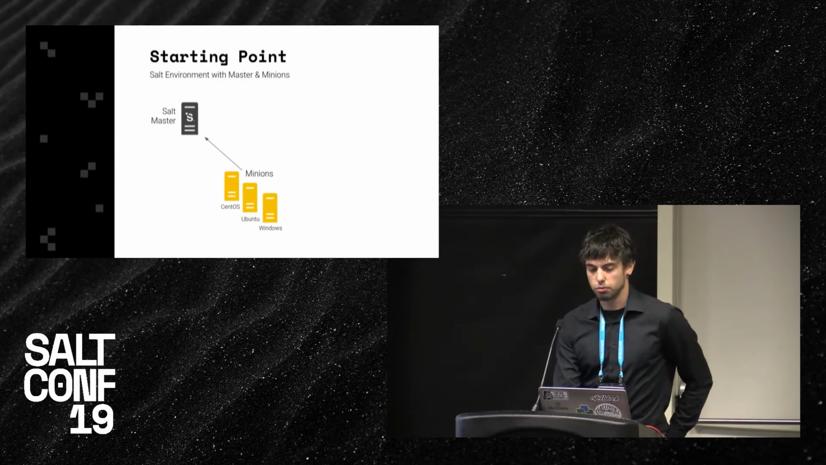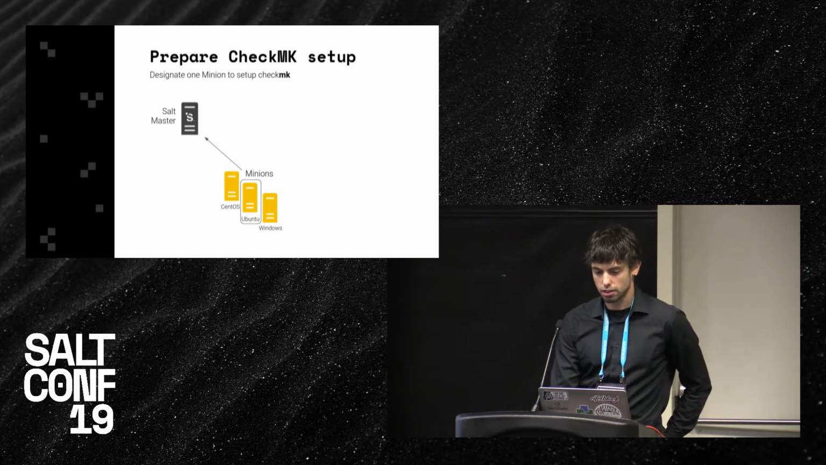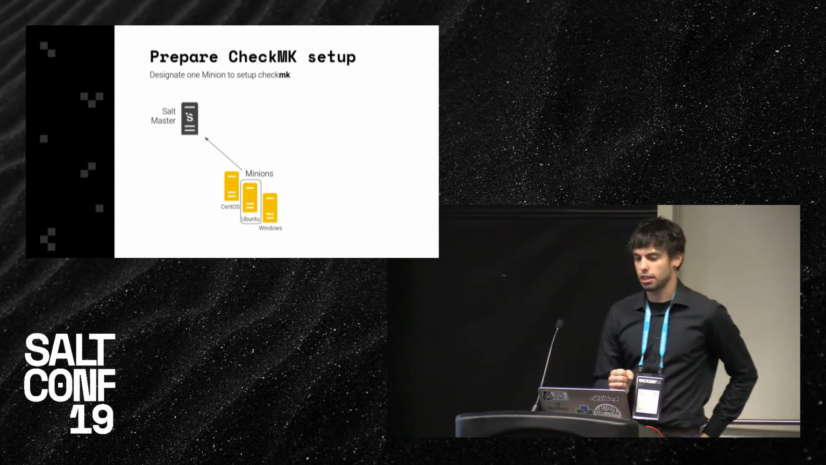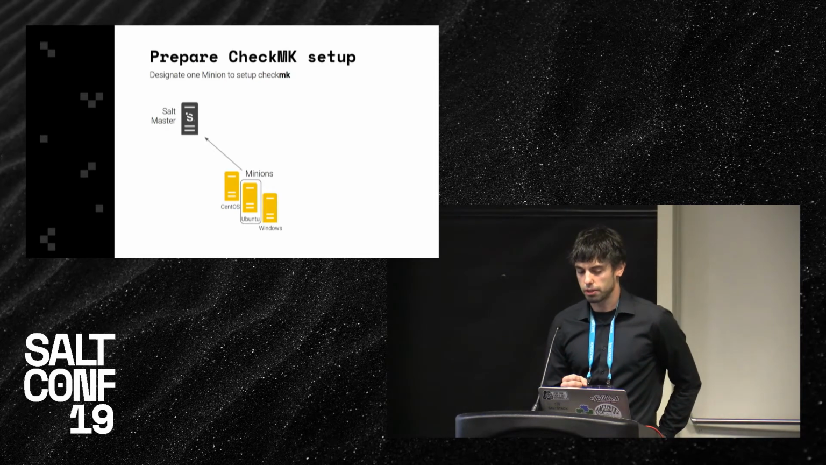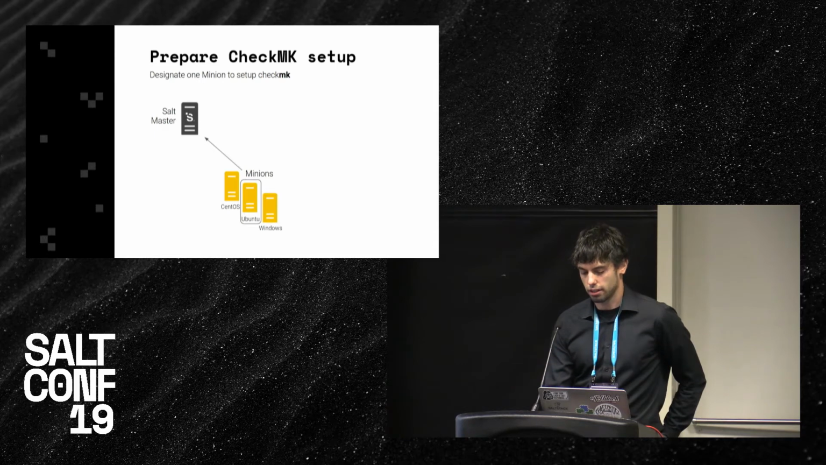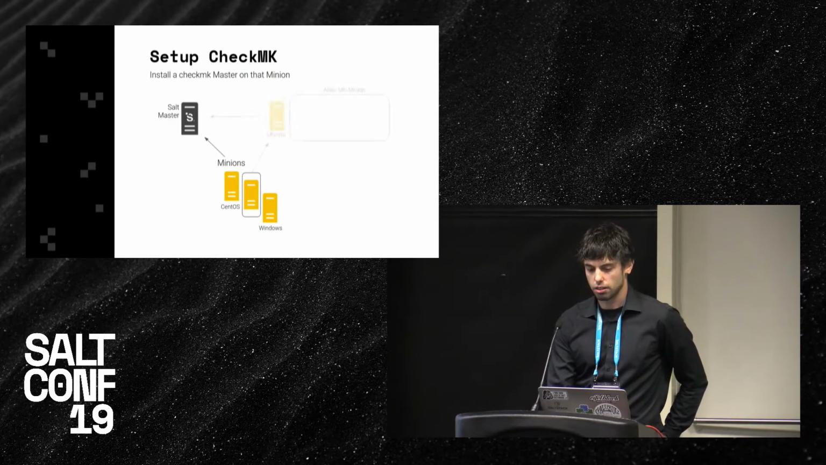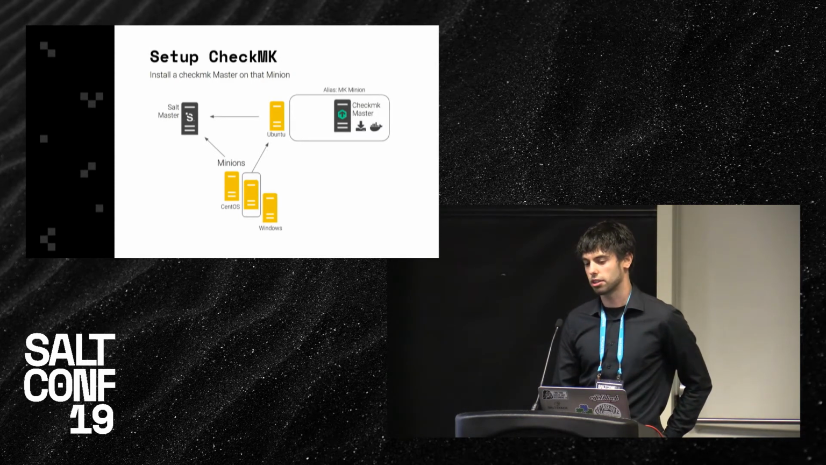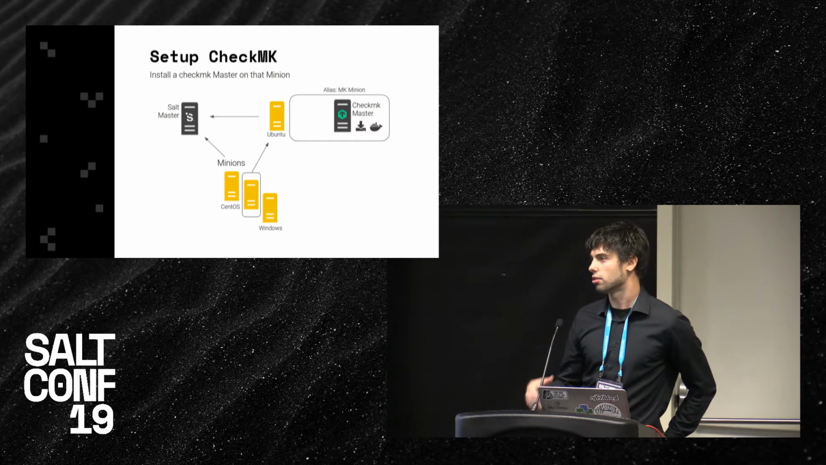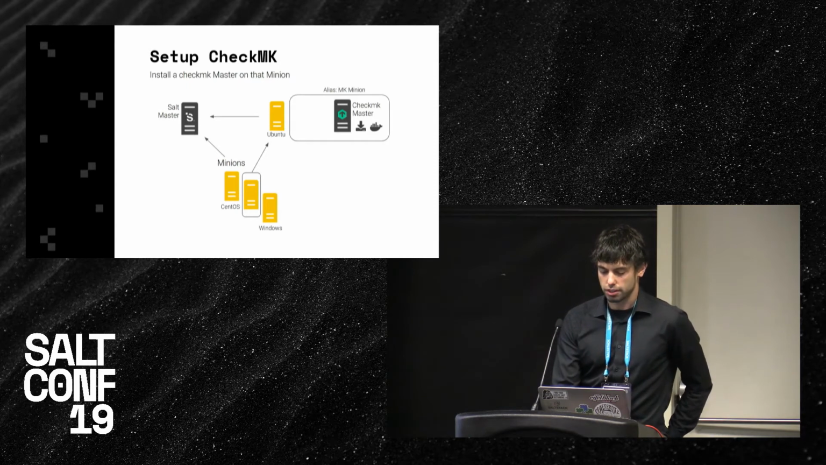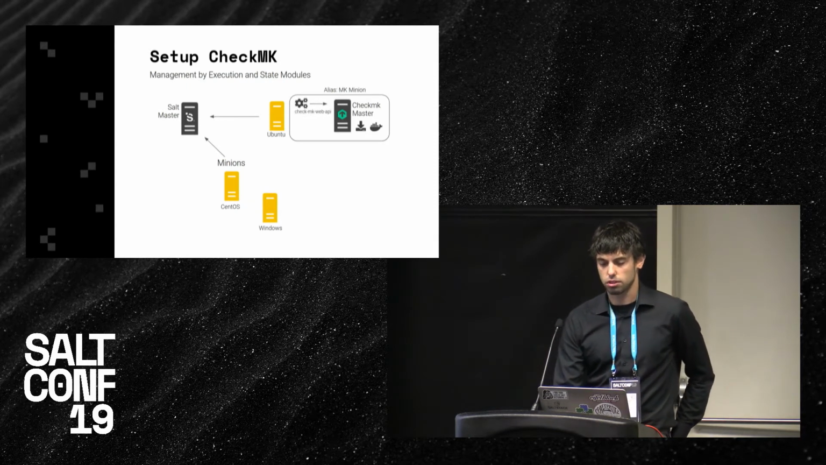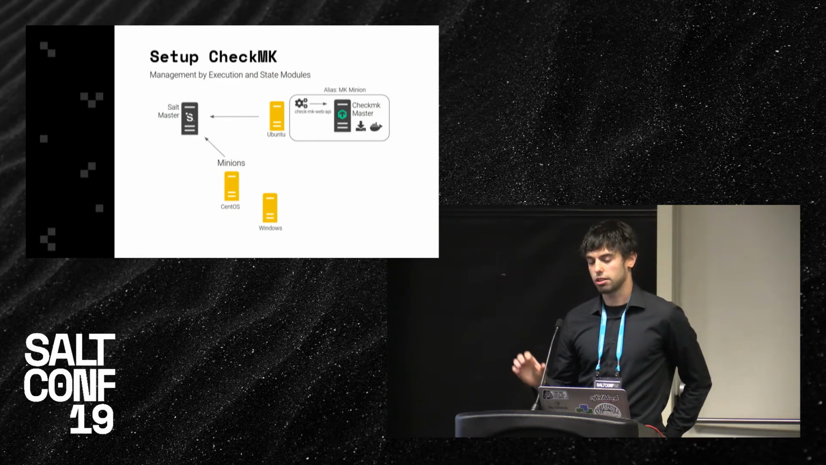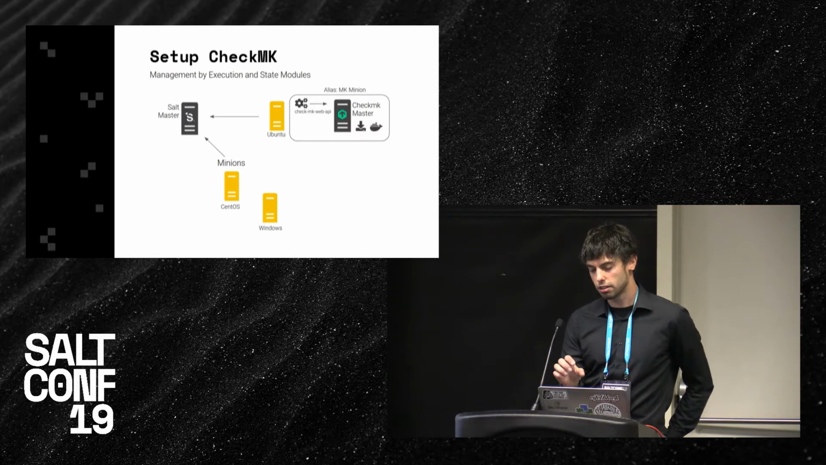We have a Salt master, and a few minions connected to this master. Now we have to prepare the CheckMK setup. Therefore, we have to designate one of the minions to install CheckMK on. You can do that by deploying a container, or you can download the package, a DEB or an RPM package, and install it also with Salt pkg or whatever. That's not a problem. If you have it installed, we have written our own Salt execution module, which allows us to communicate from this minion with the CheckMK master hosted on that minion.